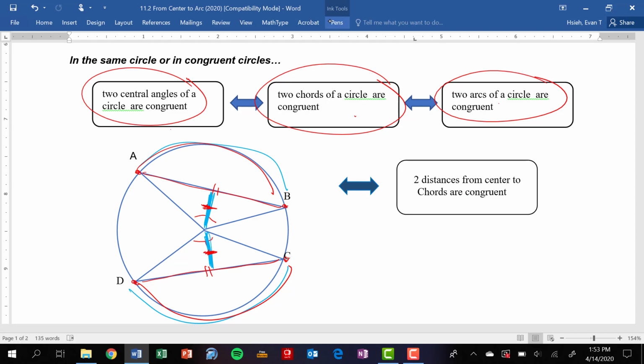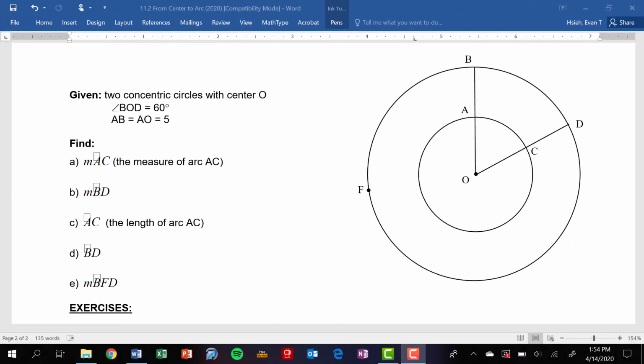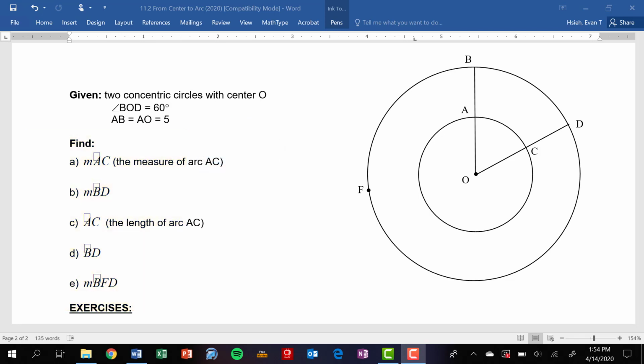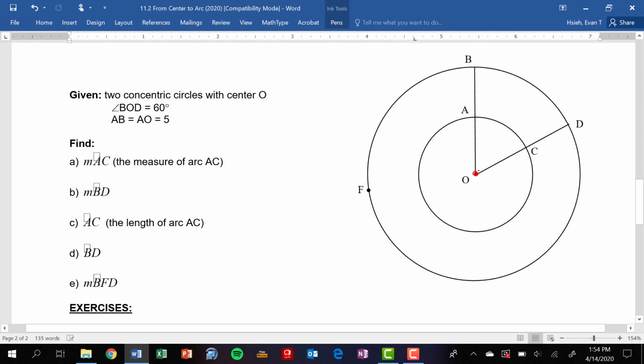We'll now flip over to the next page, and on the next page, we have some nice little example problems. The first example problem here is on the easier side, and then the next three are a little bit tougher. The first one here, we're talking about concentric circles, so circles that share the same center. And the center of the circle is going to be at O here. And so angle BOD is 60 degrees. That's the central angle. And we know that AB and AO are congruent to each other. They're both 5. And so, of course, the radius of the smaller circle is 5 and the bigger circle is 10.